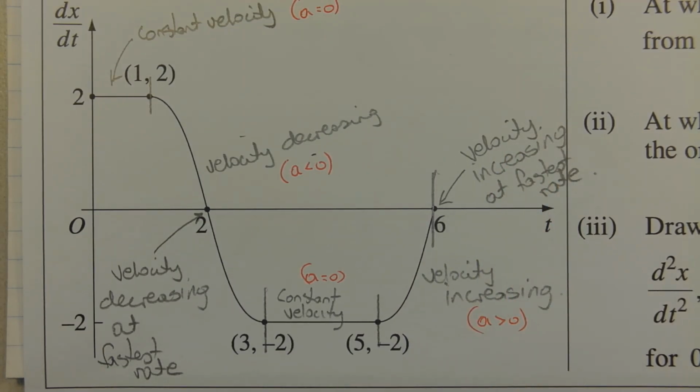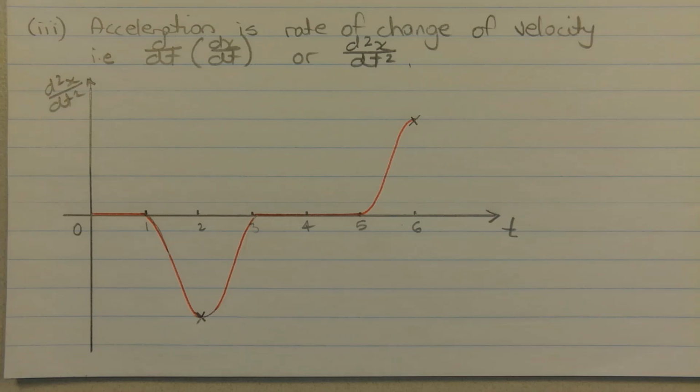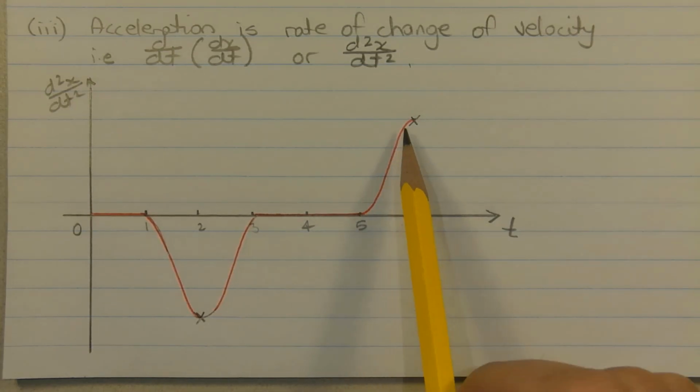And that can be shown on the acceleration graph. So we can see here that from time t equals 0 to t equals 1, the acceleration is 0, and that's shown with a horizontal line here on the x-axis. From time t equals 1 to t equals 3, the acceleration is negative, and the acceleration is at its most negative at time t equals 2. From time t equals 3 to t equals 5, the acceleration is 0, and from time t equals 5 to t equals 6, the acceleration is positive.